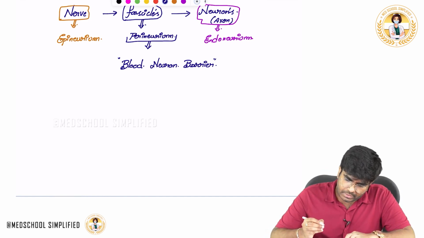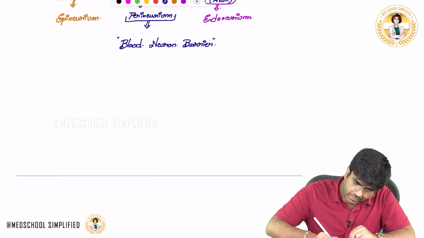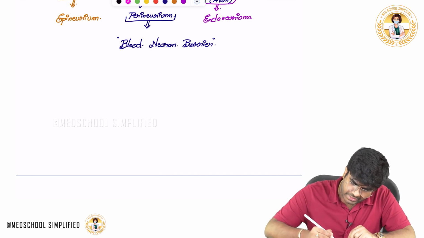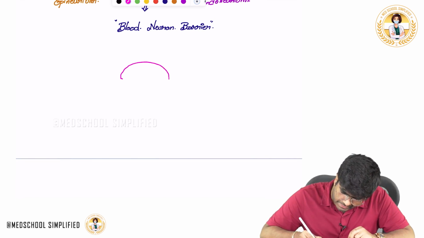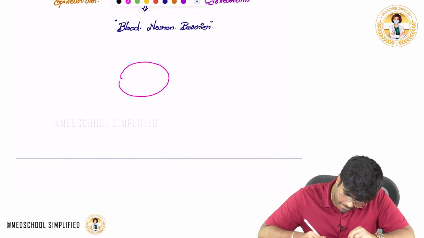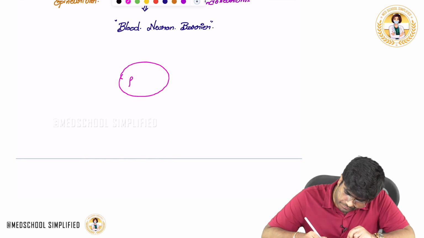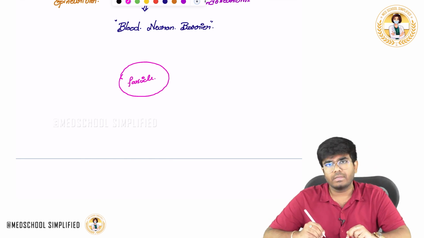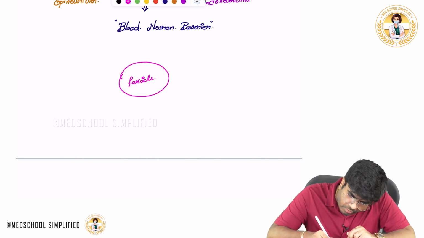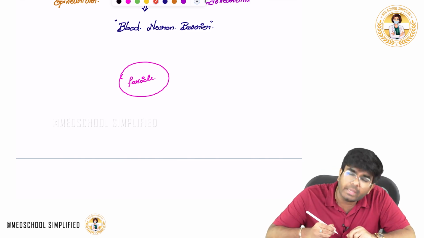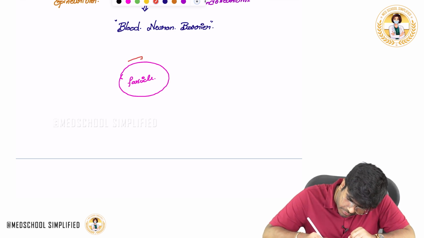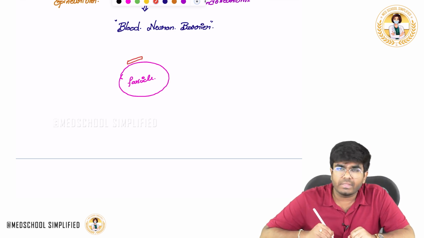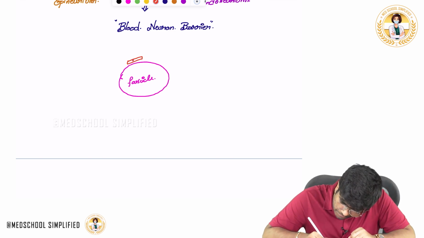Okay, for example, let me give you an understanding of what exactly this blood neuron barrier is. Here is a fascicle present. Now fascicles, they are surrounded by what? The fascicles are surrounded by perineurium, right? These are the perineurial cells. These are the cells which are forming the perineurium.